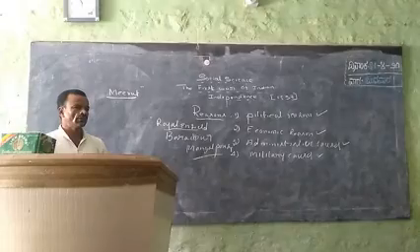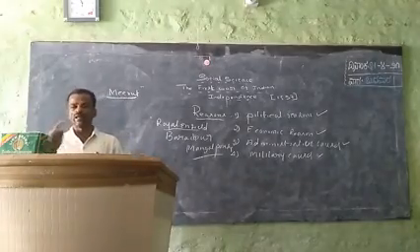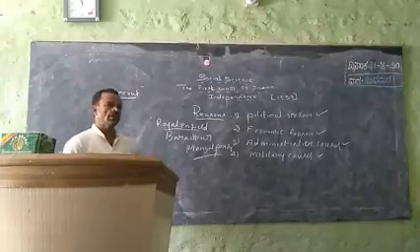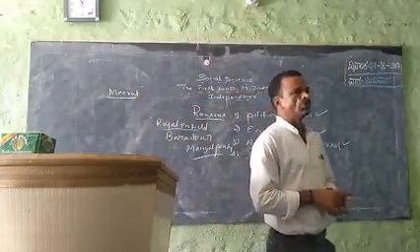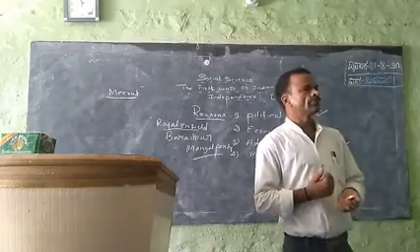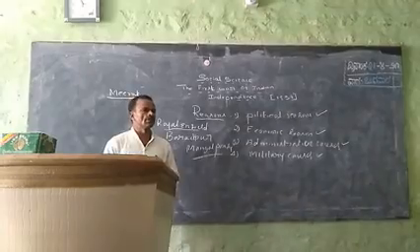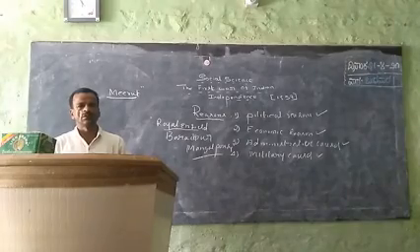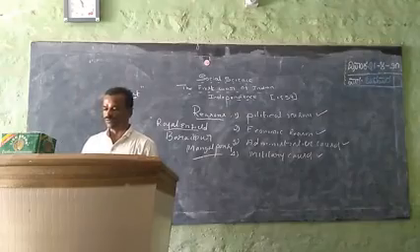Why? Because of various reasons. Many reasons. Why did the 1857 revolution fail in our country? So many reasons. Due to various reasons, the 1857 revolution became a failure. Okay, so write point by point, one by one.